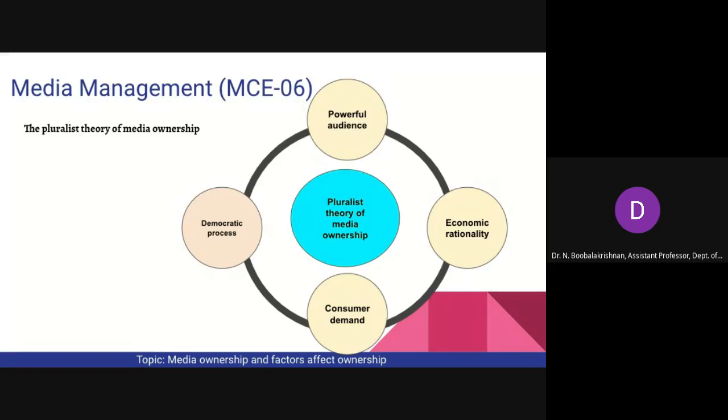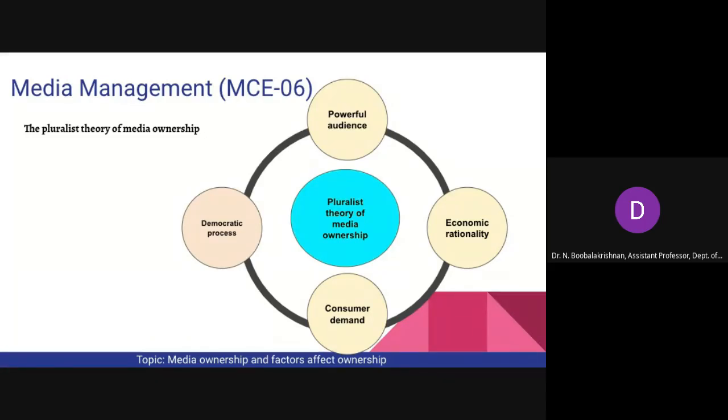So any owner should not abuse the media. So here is mostly where the clash comes. So the consumer demand matters, and the editors and journalists will see to the professional ethics in the system of delivering the media content.